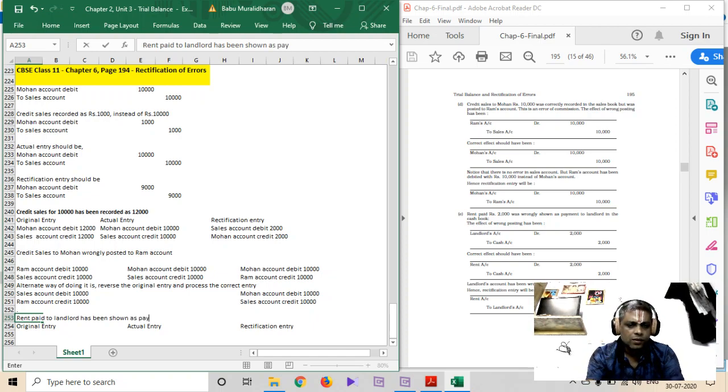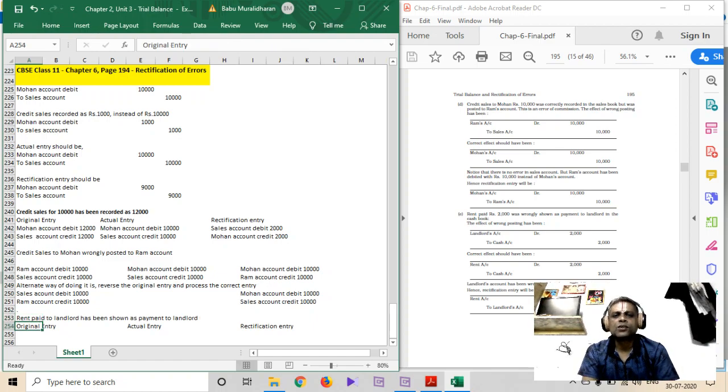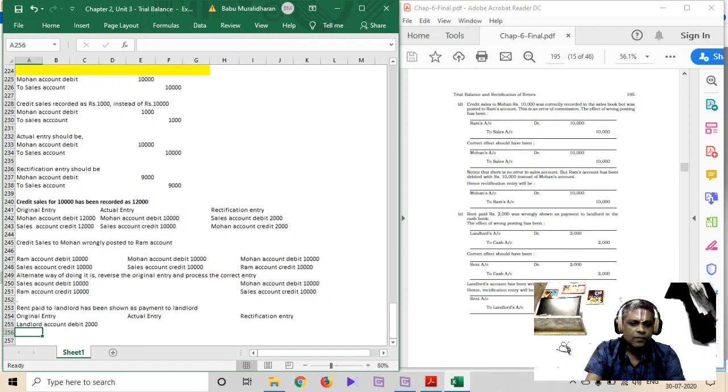Original entry, what has got processed is landlord account debit 2,000, cash slash bank credit 2,000. This is the original entry. What should be the actual entry? Rent paid is an expense. Rent account debit 2,000, cash or bank credit 2,000. Right? Debit all expenses and losses, rent account debit. Credit what goes out? Cash. Right? Or credit the giver, bank.